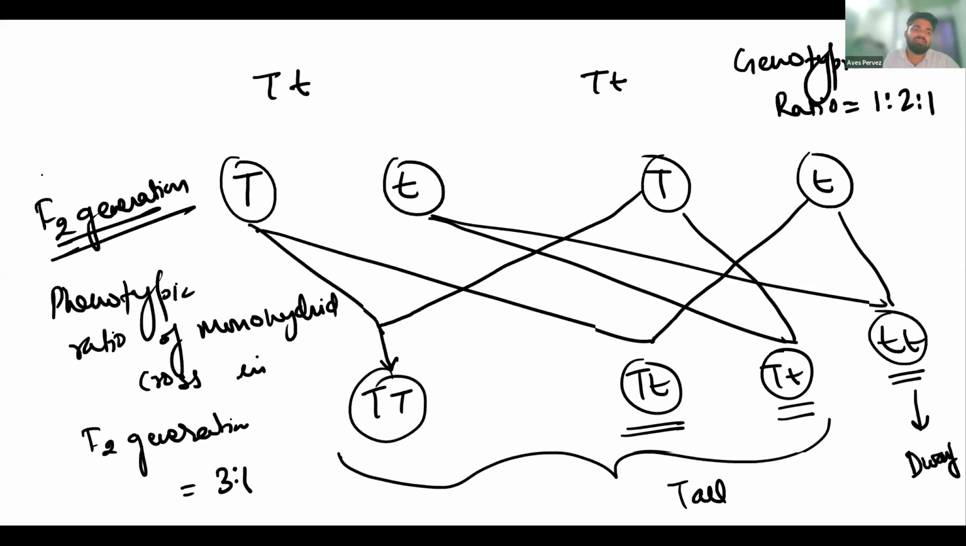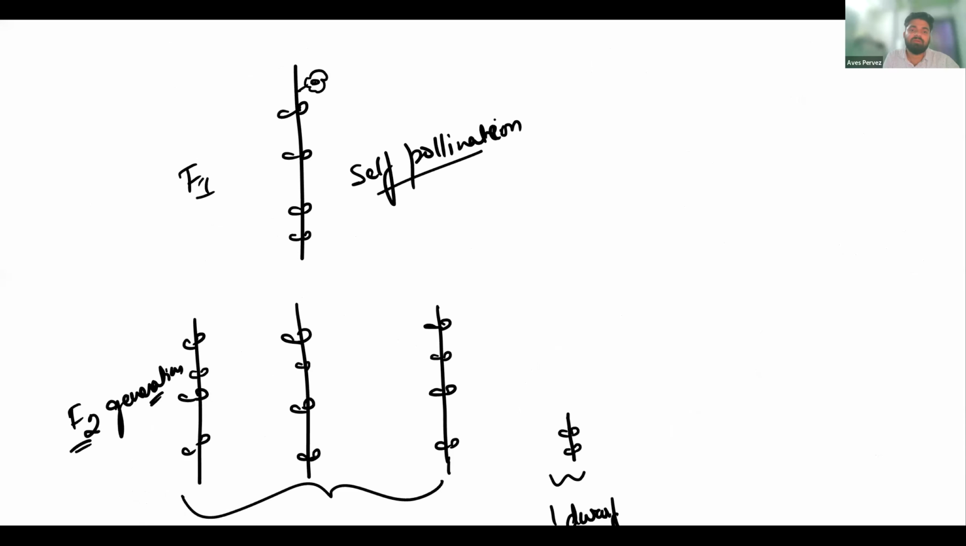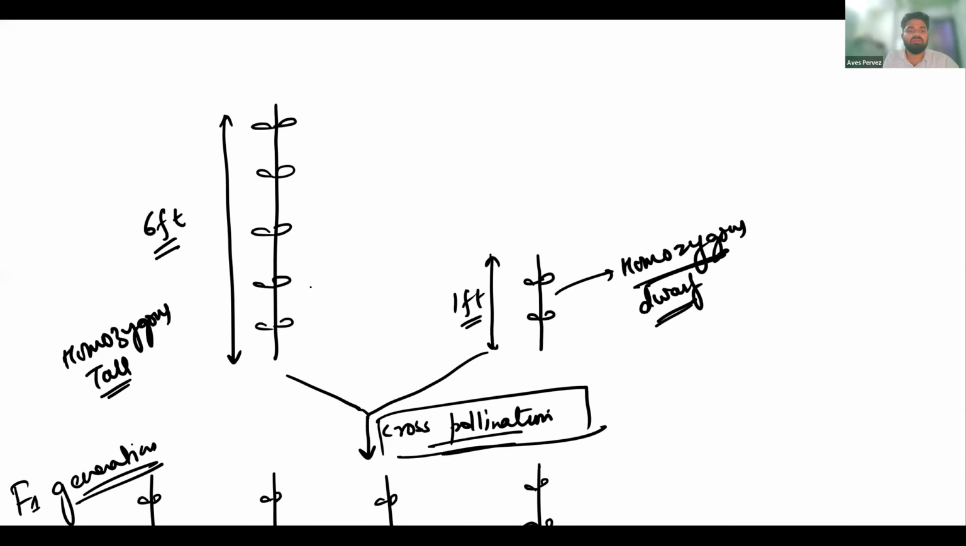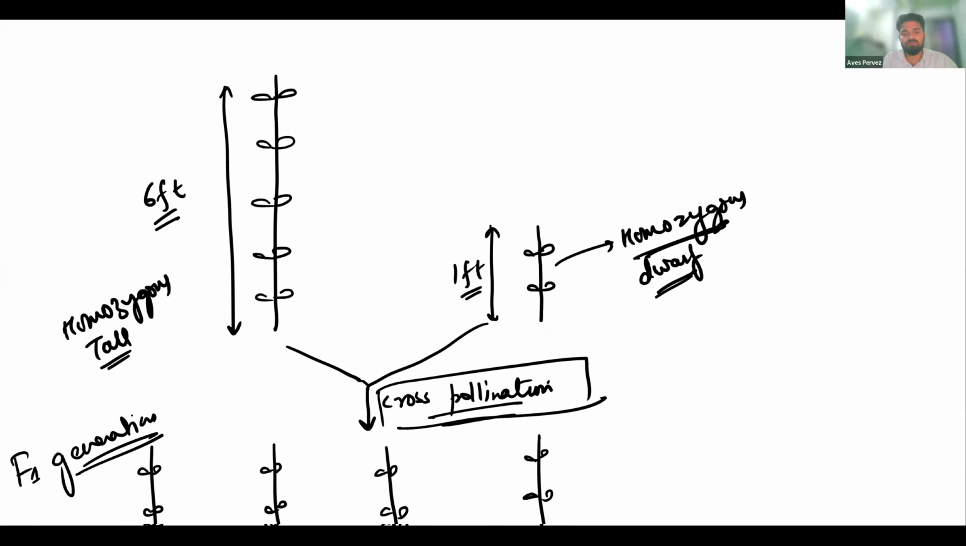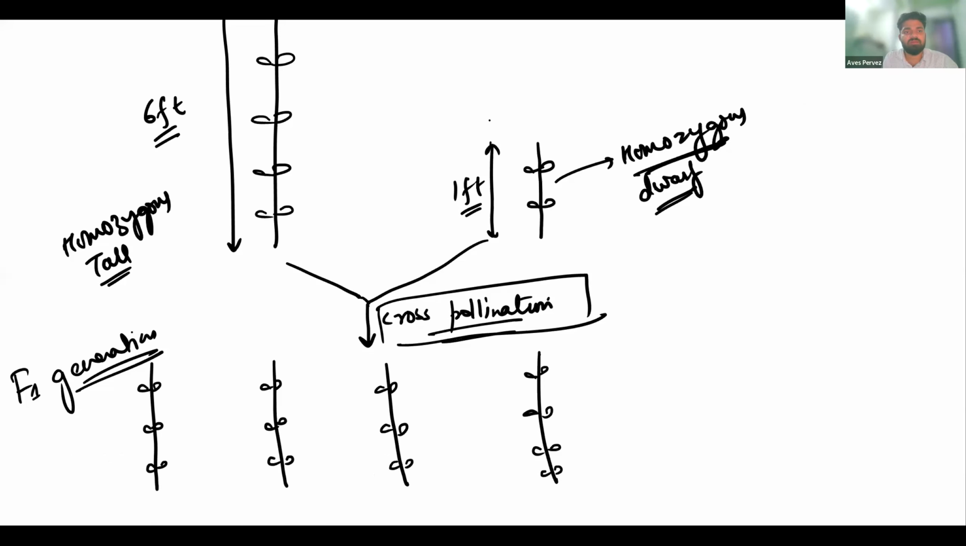Got it? Please make this one, the monohybrid cross. Have you made this one? Fast. Tell me. Done? No, sir. Make it fast.